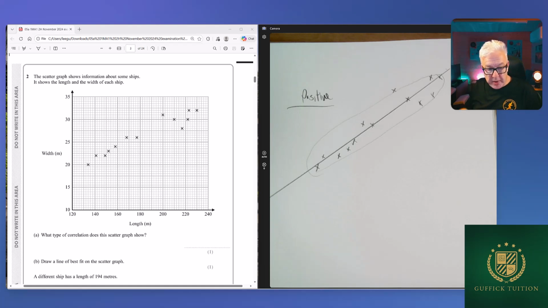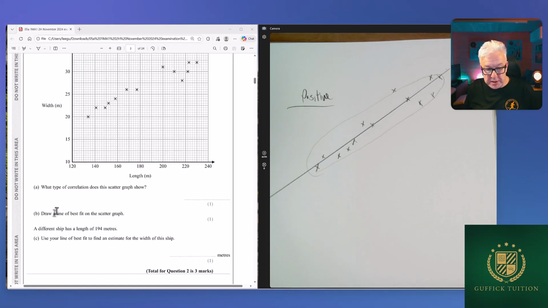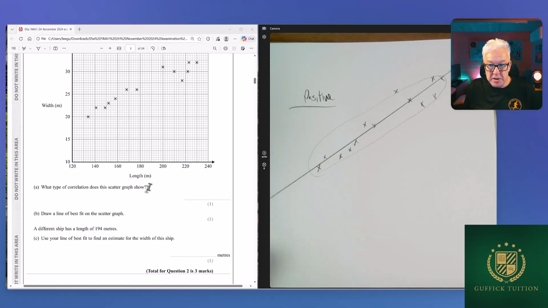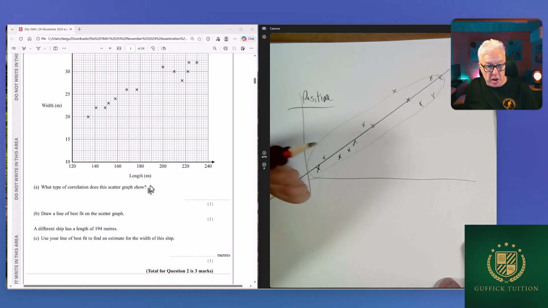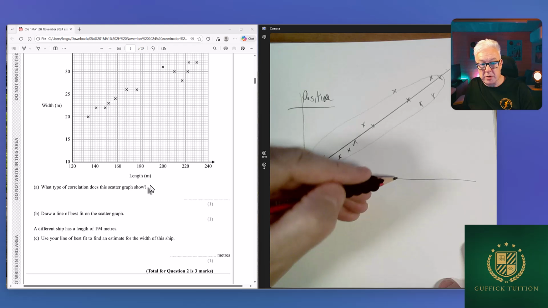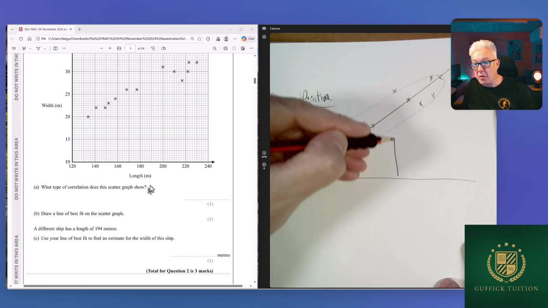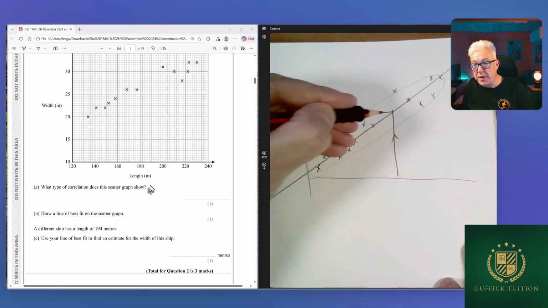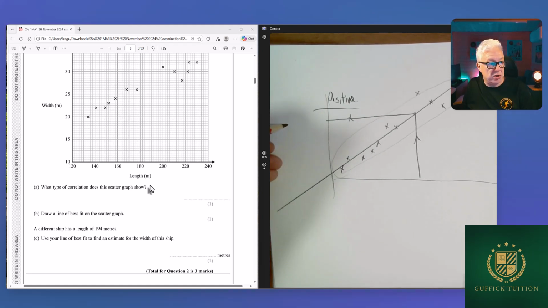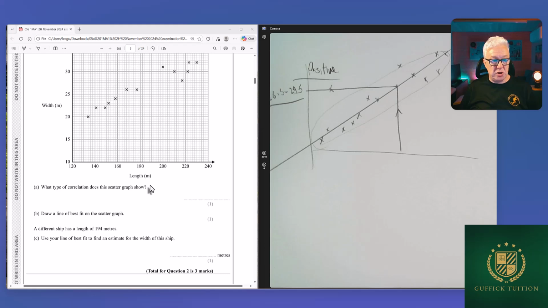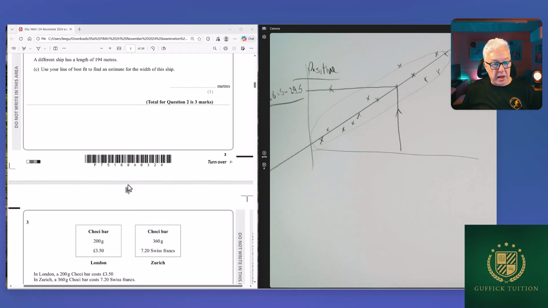It says a different ship has a length of 194 meters. Use your line of best fit to find an estimate for the width of the ship. On our scatter diagram, we would go up at 194 to hit our line of best fit, then go across and read off the value, and we should get an answer in the range of 26.5 to 29.5. They would accept answers in that range for question 2. Okay, what's next? Question 3.